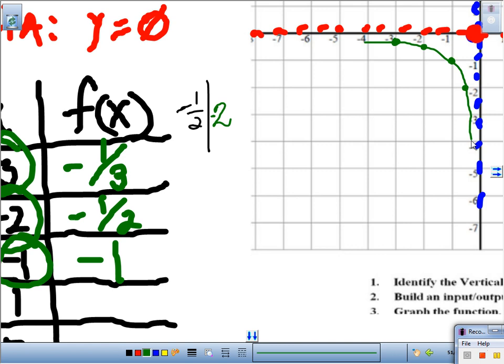Get close to the asymptote, but don't touch it. There you go. Kind of like MC Hammer, right? Don't touch this. No? Never mind. All right.